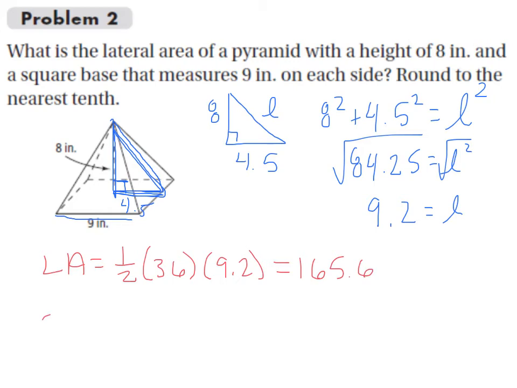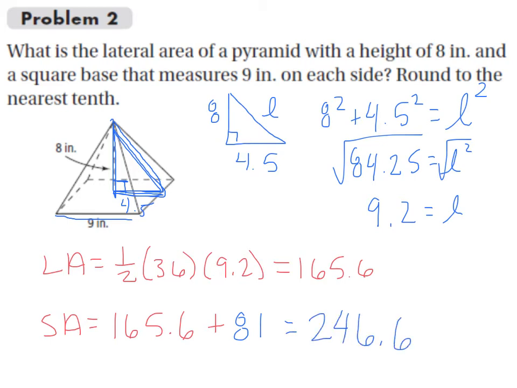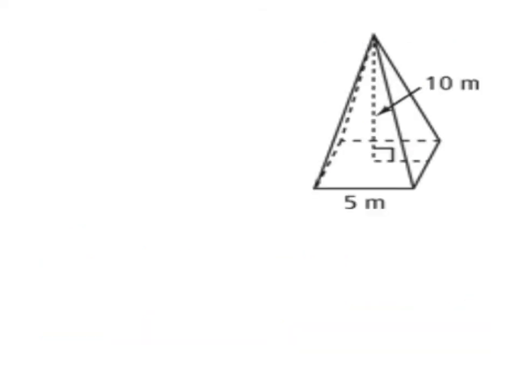165.6. So my total surface area then is going to be my lateral area plus the area of my base. And in this case, it would be 9 times 9, which would be 81, which would equal 246.6 inches squared. I want you to attempt this problem by yourself.